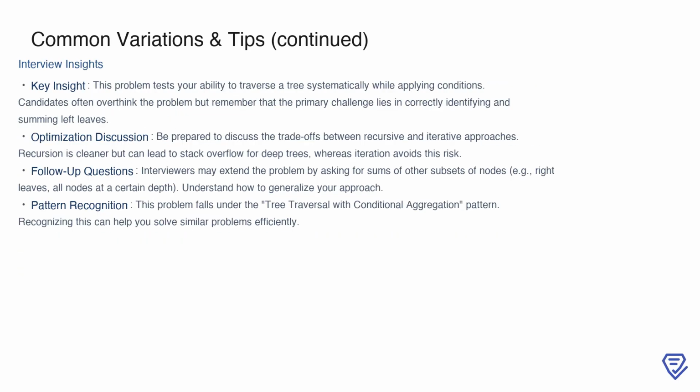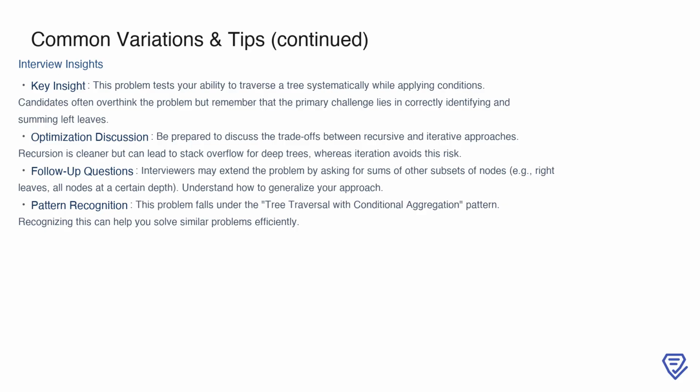This problem is a great test of your ability to systematically traverse a tree while applying specific conditions. The key challenge is to correctly identify and sum left leaves, and overthinking the problem can sometimes lead to unnecessary complexity. Be ready to discuss the trade-offs between recursion and iteration. Recursion often makes the code cleaner but can lead to a stack overflow if the tree is very deep. Iterative solutions avoid this issue by handling the stack manually, but the implementation can be more verbose.